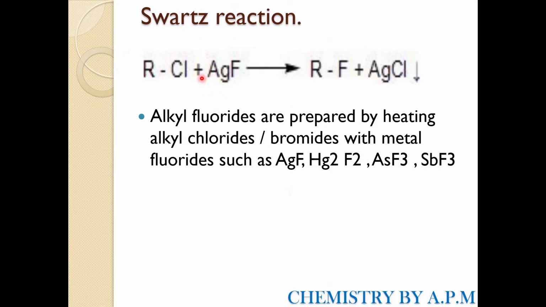When alkyl chloride is treated with the metallic fluoride, you are going to get the alkyl fluoride, and the remaining metal plus chlorine, that is the salt of that compound, is obtained as a byproduct, which is the precipitate. Once again, one of the characteristics is that you can obtain the product just by filtration. You are going to remove this byproduct. So this is one of the easiest reactions, the Swarts reaction.